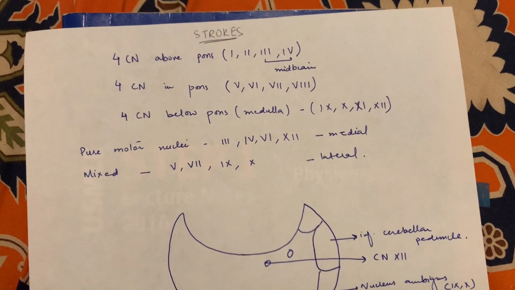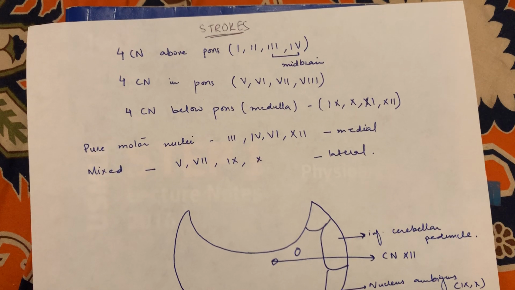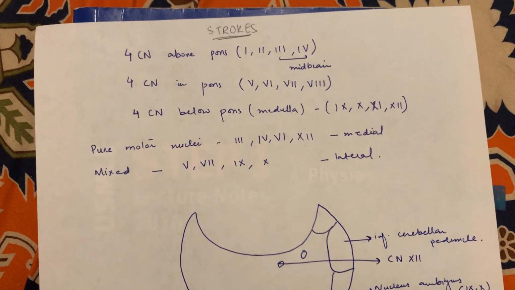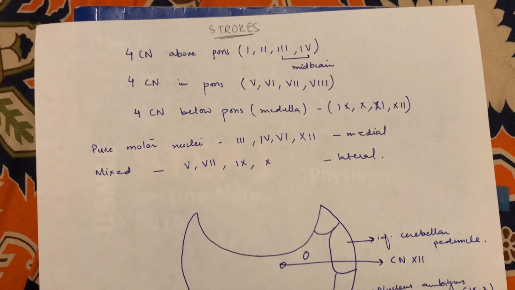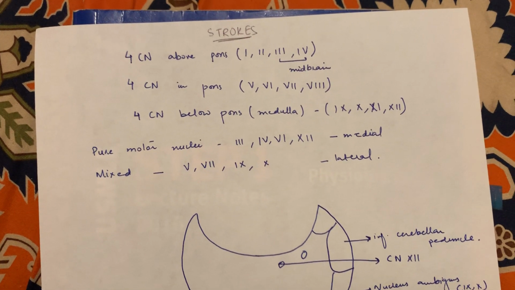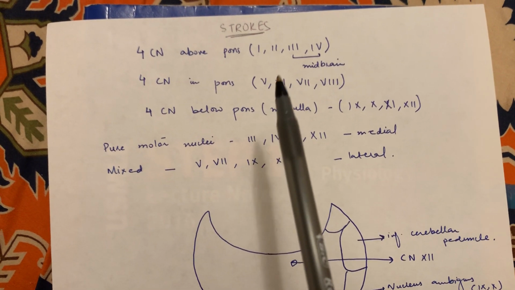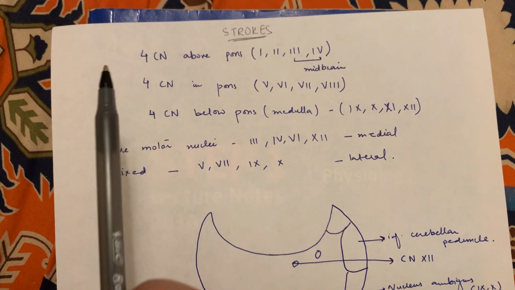Hi guys, so today I'm going to be talking about strokes. For you to easily remember strokes and where exactly in the brain they happen, to localize the lesion, you have to understand a few things first. First of all, you have to remember the origins of nerves. Now for the cranial nerves, there's a very easy way to remember their origin.